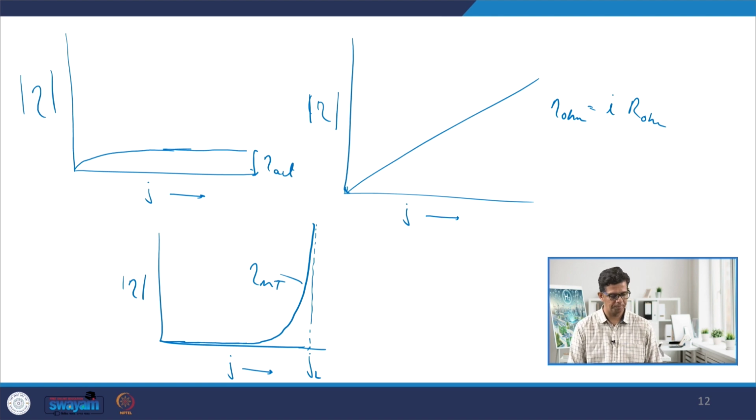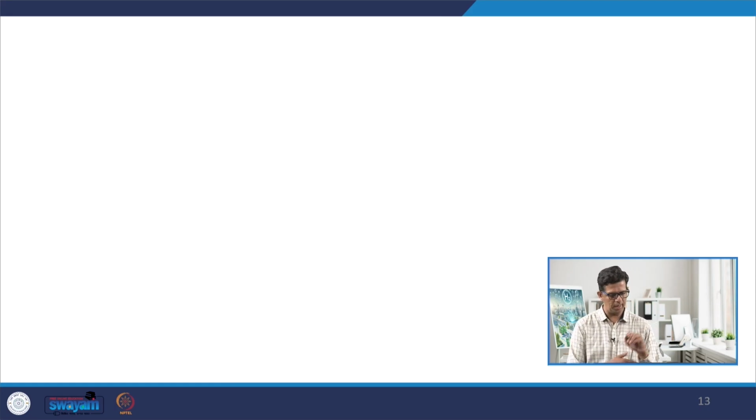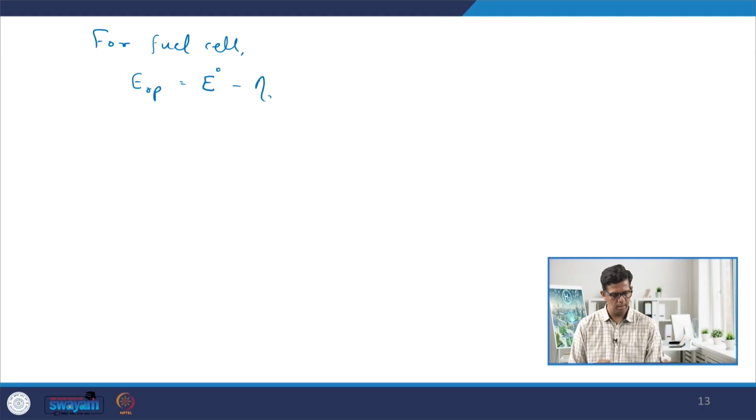increases exponentially. Sum of all these three losses, basically, which when we add them up and subtract from the available energy, that is how we get the characteristic curve of the fuel cell. So, let me write this up. So, for fuel cell, this E operating potential is basically E naught minus eta activation minus eta ohmic minus eta mass transfer, and this reversible cell potential is typically replaced by the open circuit potential.